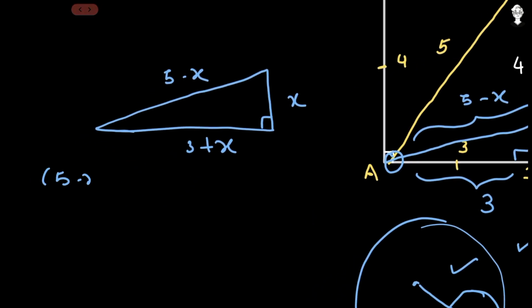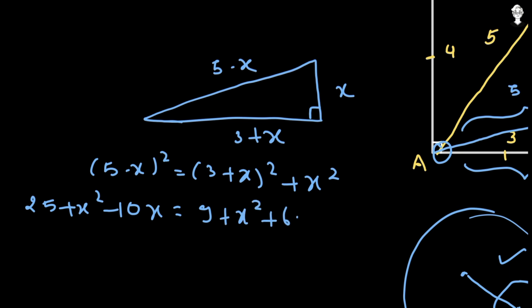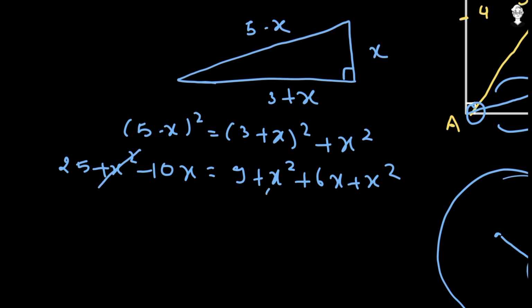Therefore (5 minus x) the complete square equals (3 plus x) the complete square plus x square. Now if I just open the brackets, 25 plus x square minus 10x equals 9 plus x square plus 6x plus x square. Now over here x square and x square get cancelled out, so what we finally have is x square plus 16x minus 16 equals 0.